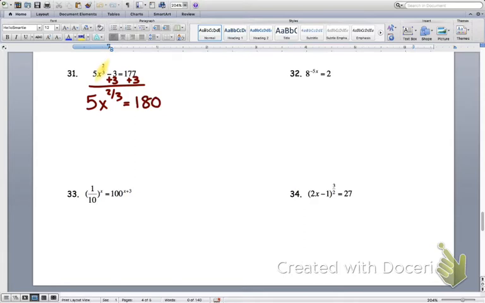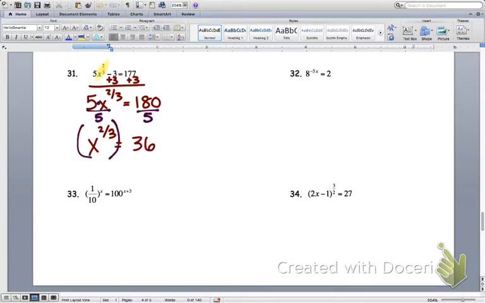Again, a lot of you are probably going to want to take the power now, but remember, the 5 is not being taken to the power, so we do have to get rid of it. We have to isolate what is being taken to the power. So when we do that, we get x to the 2/3, which is exactly what we wanted, equals 36, which is 180 divided by 5.